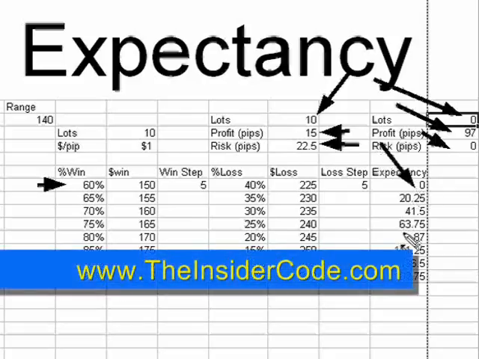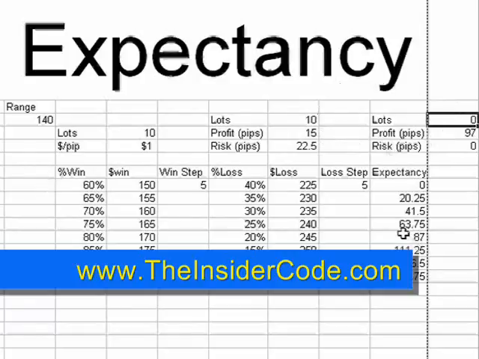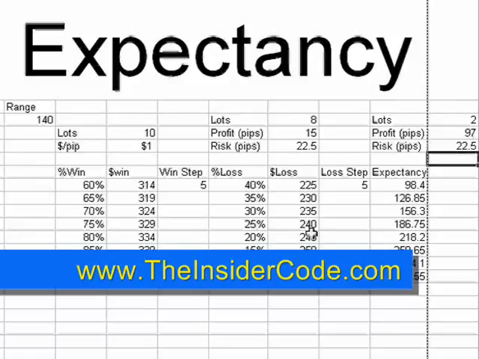The expectancy for that is 0, which means we can't expect to make any money over time. Now let's just start to play with some of the numbers. Let's go ahead and put 8 over here. Then we'll put 2. And then the risk over here, we can keep that at 0, or if you would like, we can put that at 22.5 just to keep the numbers basically even.